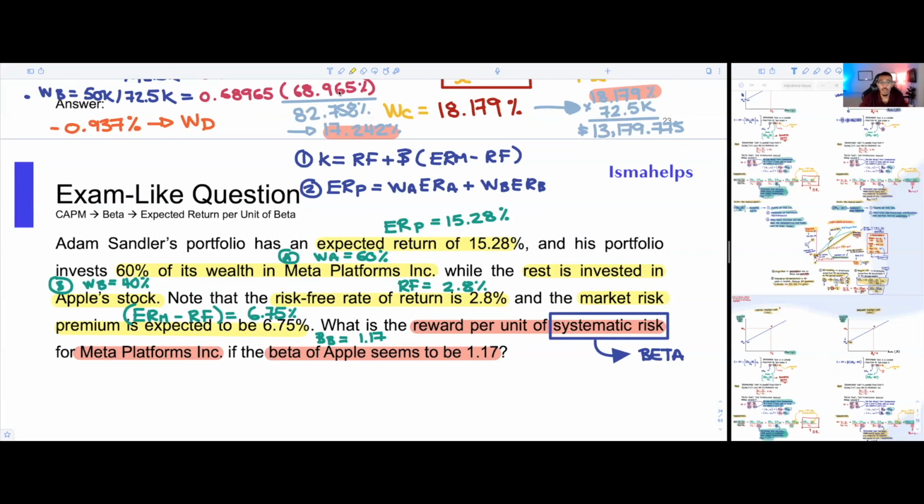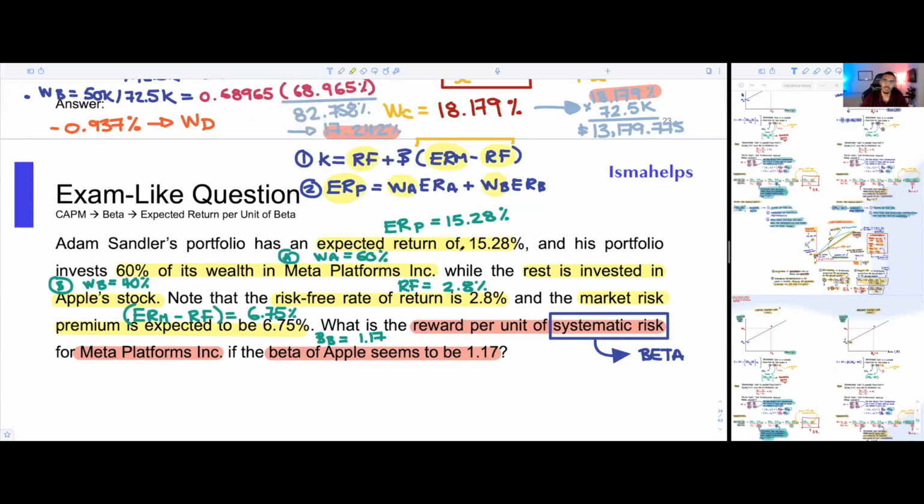In this case, we know that the ERP is 15.28%. So we could go ahead in our formula and highlight that. We also know that the weight of A is equal to 60% and the weight of B is equal to 40%. So far, not so bad. And then for the risk-free rate of return, we know that that's equal to 2.8%. So we're getting there. There's more and more information that we have, less and less information that we don't have. And we also know that the market risk premium is equal to 6.75%. So technically, that's everything that's highlighted here. So I'll take the time to highlight it. It's everything right here. That's the market risk premium.